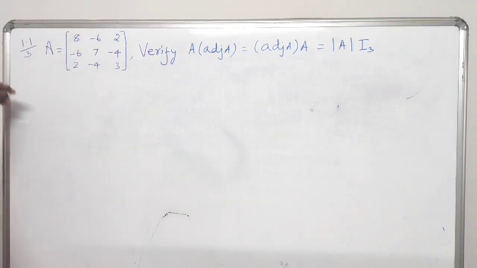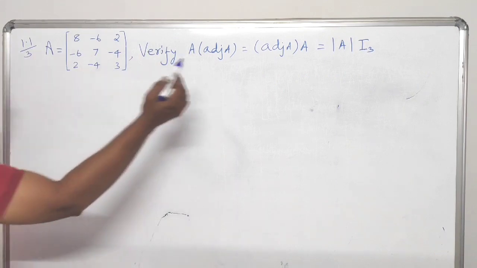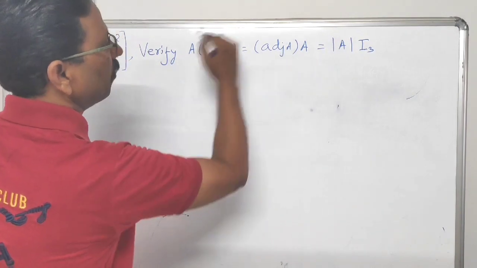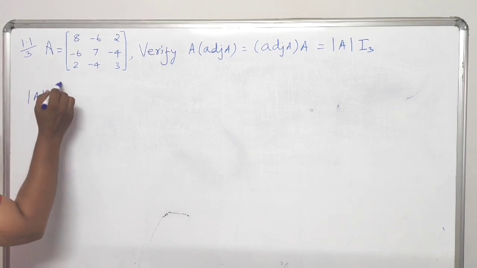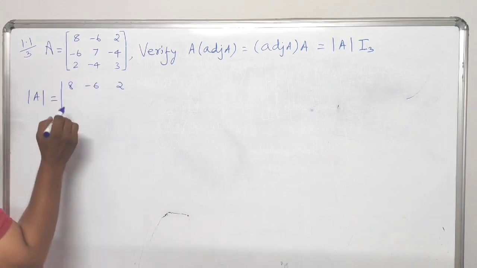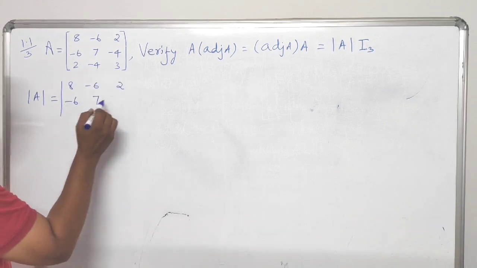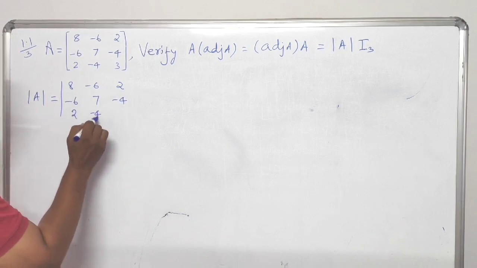Now, let us consider example 1.1 given at page number 3. Then for this matrix we can verify. Now, first we can find determinant A, then adjoint A. After that we can verify all these things. First let us find determinant A, which is equal to the determinant of 8, minus 6, 2, then minus 6, 7, minus 4, then 2, minus 4, 3.